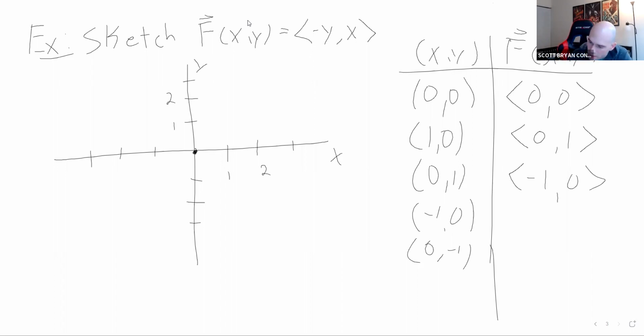Sorry, let me plot these. So at 1, 0, we get the vector 0, 1. So starting at 1, 0, we get the vector which goes 0 in the x direction, 1 in the y direction. That's our 0, 1. At the point 0, 1 up here, we get the vector negative 1, 0. So the vector which goes negative 1 in the x direction, 0 in the y direction. Whoops, that's this guy.